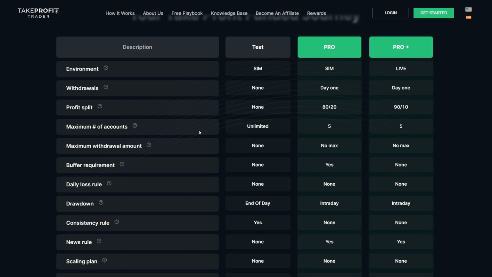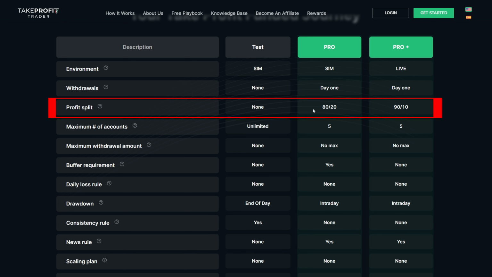Now we look at another con out here. That's going to be the profit split. In the Pro account, we only get an 80-20 split, and we know there's other prop firms out there that do give us a 90-10 profit split like Apex. Now, if you look right over here in the pro account, once you go live, you then get that 90-10 profit split. So to be honest with you, I don't think it's that huge of a deal out here.